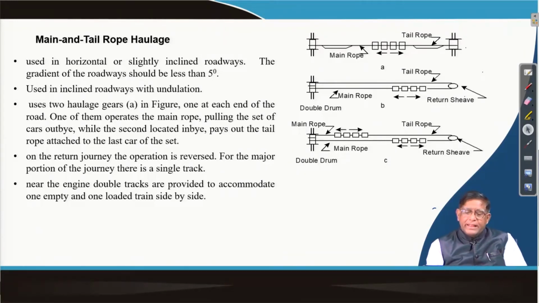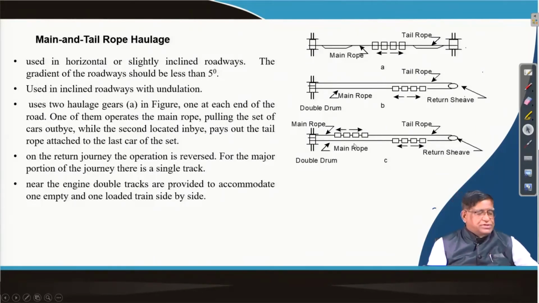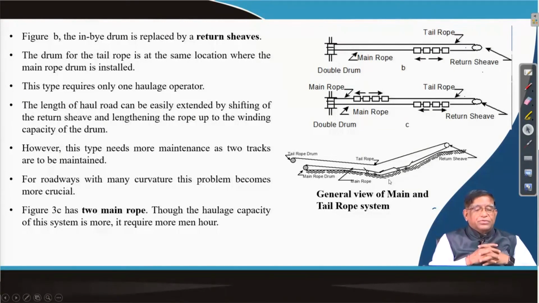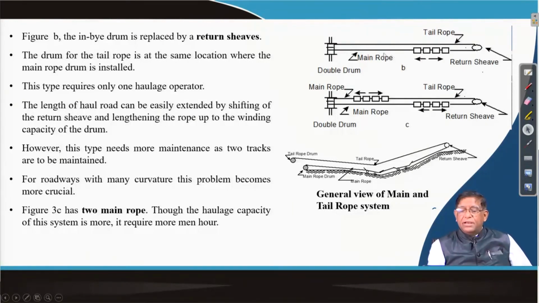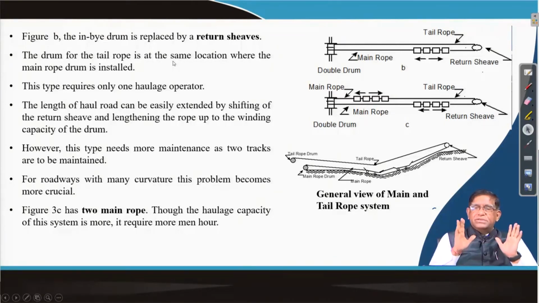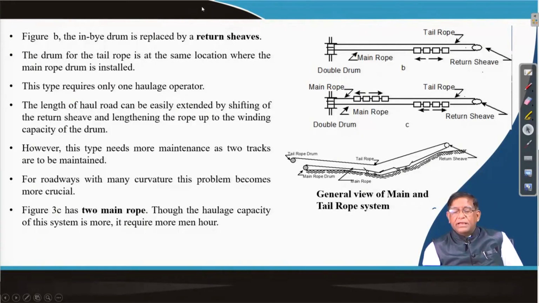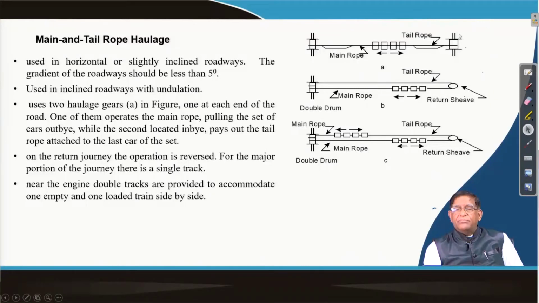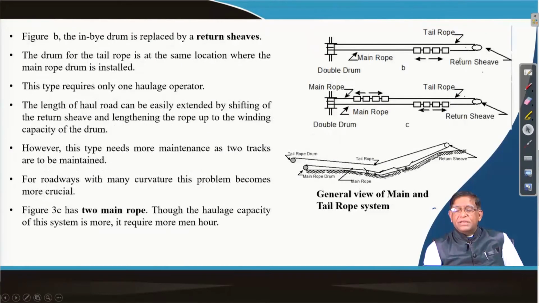But one thing is there, if you are using this system, then your gallery will have to be wider, because a two-track system will be used. Here you can see how the systems are working. The drum for the tail rope is at the same location where the main rope drum is installed. By seeing the figure you can easily understand it. So, it requires only one haulage operator, because here there is only a sheave. In this system you would have to have one more operator, but in the other system there is no need of that, only one operator will be working over here.